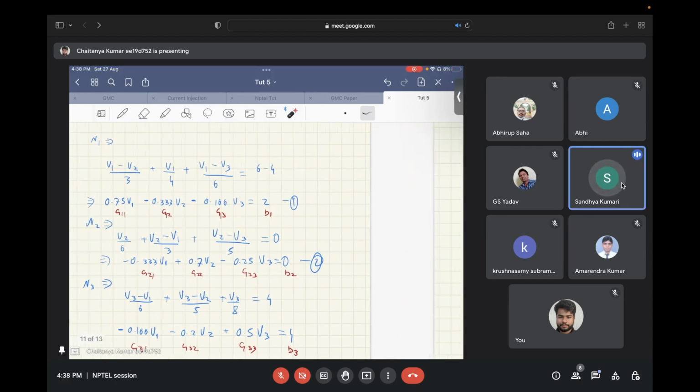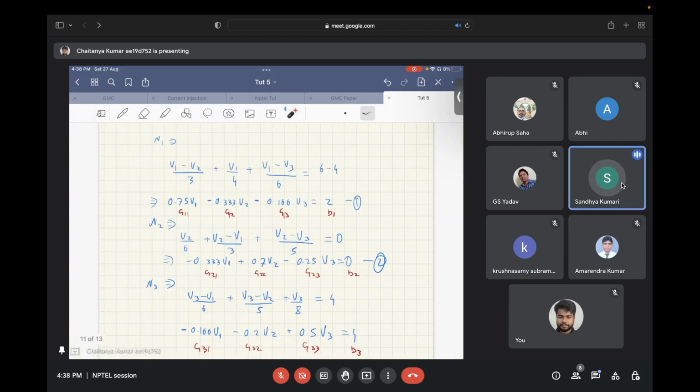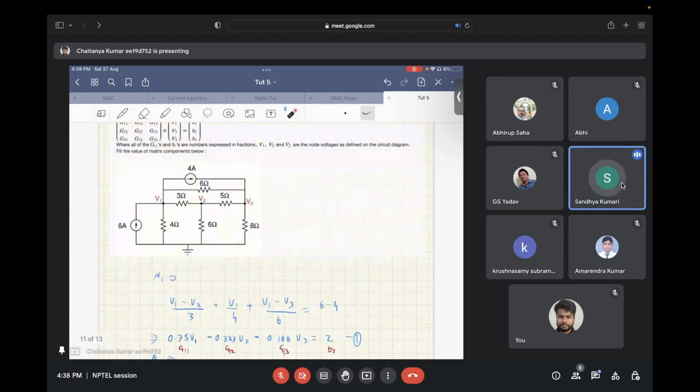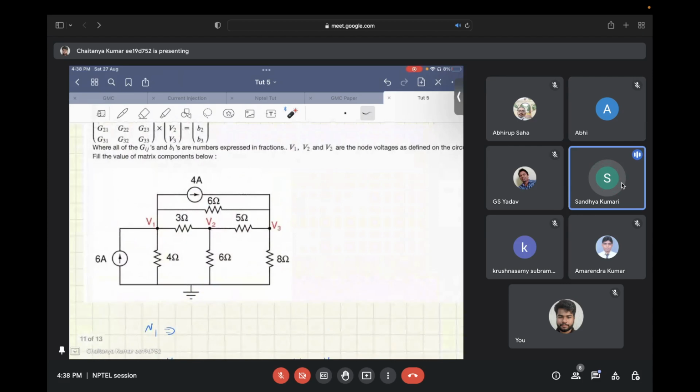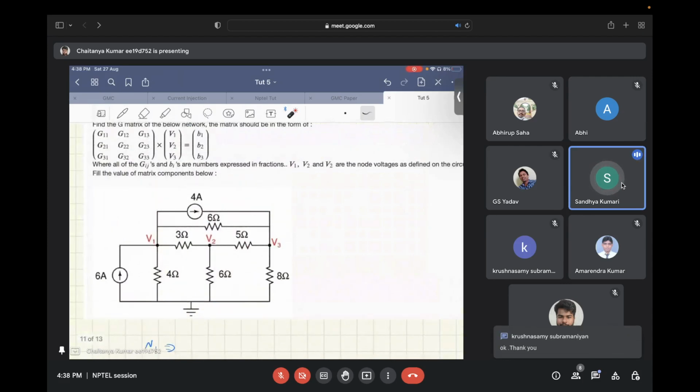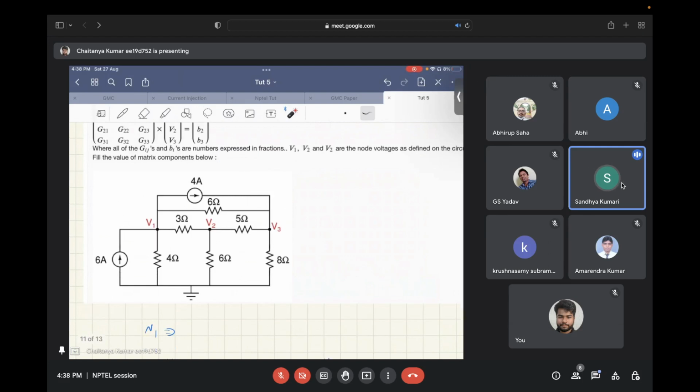Sir, I have a problem with node B1, please see the question. Across the nodes B1 and B3, there are two branches, that is the 4 ampere element and the 6 ohm. I am facing a problem in that.